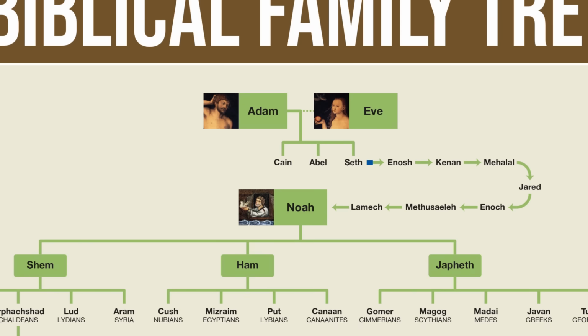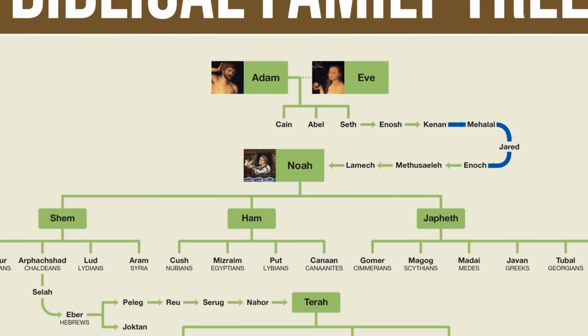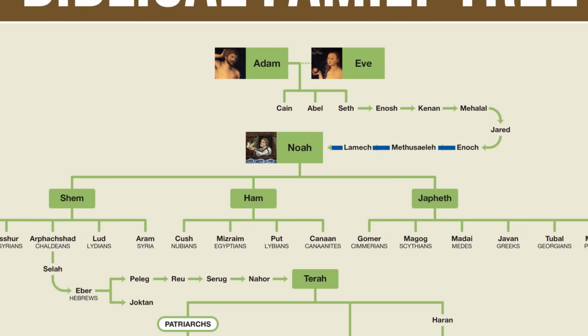So Seth has a son named Enosh, and then 7 generations later, we get the next main character in the Bible, Noah. Noah's the one who built the ark and filled it up with animals in order to escape the great flood. At this point, everyone on earth dies, except for Noah and his wife, and their 3 sons and their wives. So there are 8 people in total who then go on to repopulate the earth.